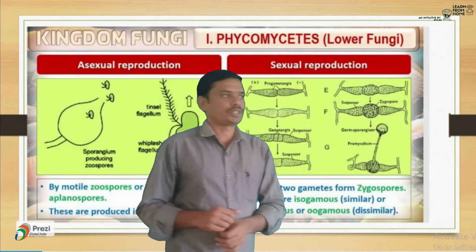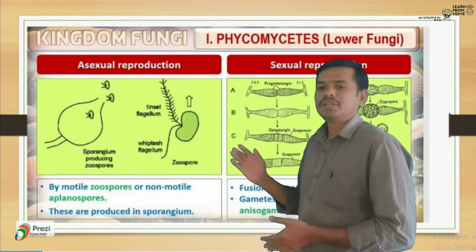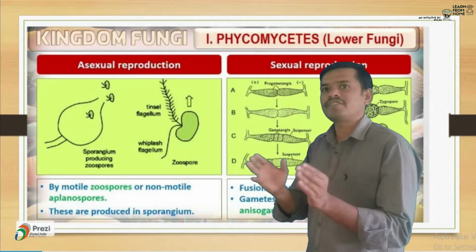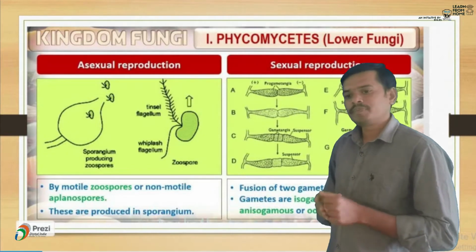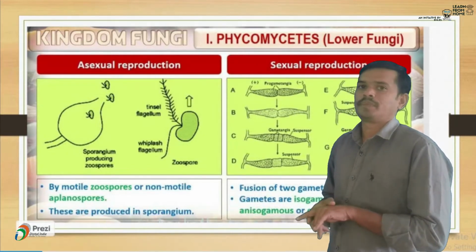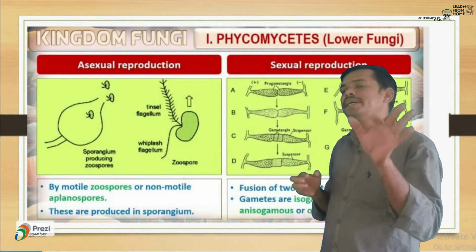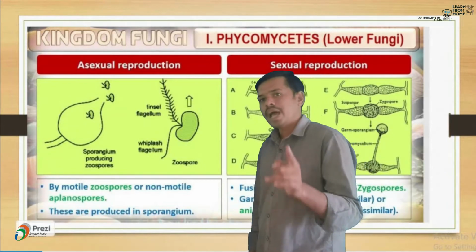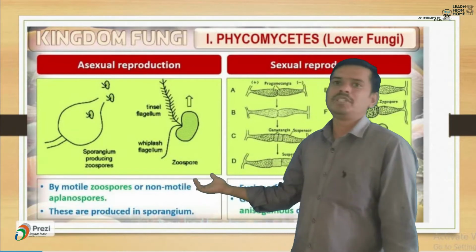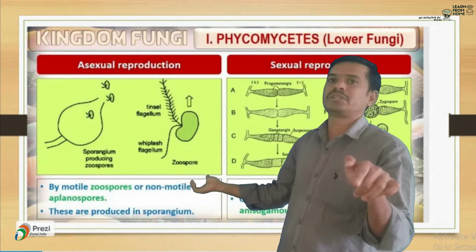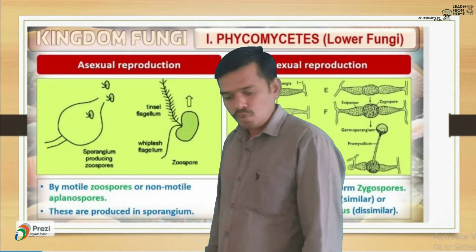Next, sexual reproduction. It involves the fusion of two gametes to form zygospores. The gametes are generally isogametes, anisogametes and oogametes. Isogametes means both gametes are similar in structure; that is known as isogamy. Anisogamy means the two gametes are dissimilar in structure. Another type is oogamy.